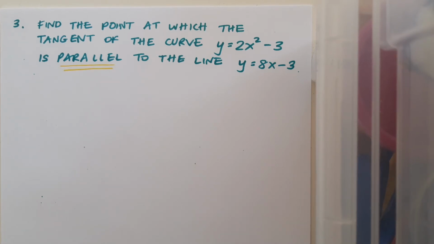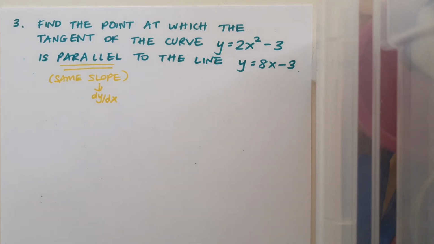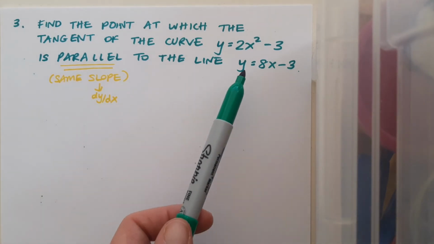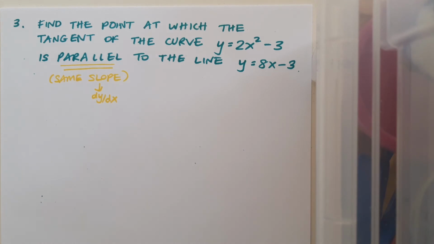So we see parallel mentioned, and we know that this is to do with slope. And particularly if two things are parallel, they should have the same slope. And of course, slope then brings us back to dy dx. So I need to get the slope of the tangent to my curve, and I need to get the slope of the line. And then since these things are parallel, they should be equal. So starting with my curve, first of all, y equals 2x squared minus 3. And I'm going to write down dy dx because that's going to refer then to the slope of the tangent to that curve.